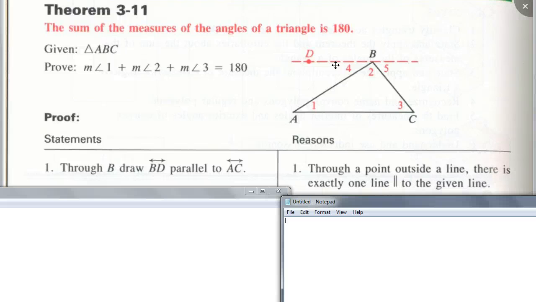And then the measurement of angle 4 plus the measurement of angle 2 plus the measurement of angle 5 equals 180. And what would your reason be? That's what a lot of people will do. Can we say at this point, measurement angle 4 plus 2 plus 5 equals 180? And what would your reason be?